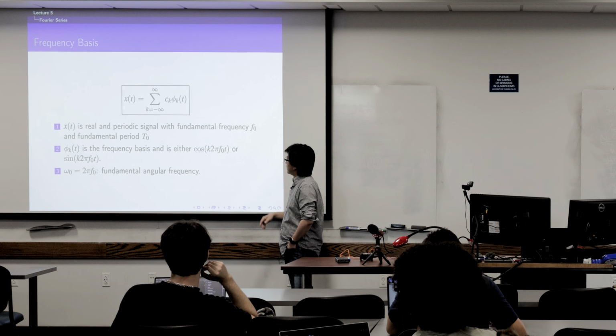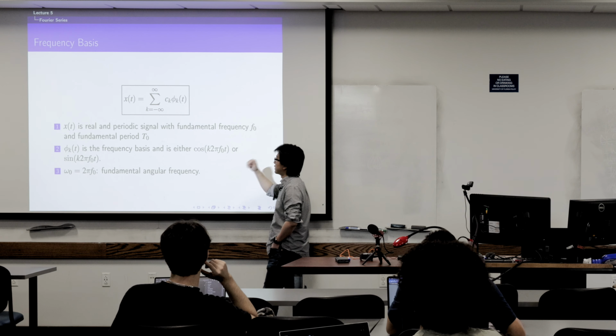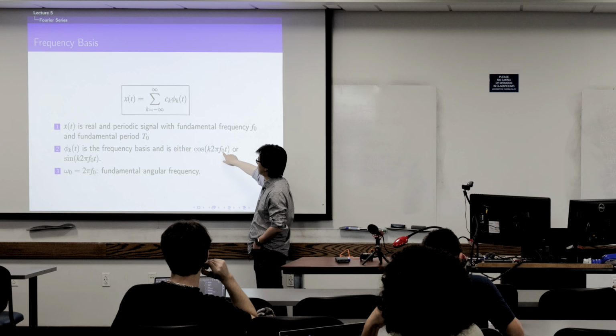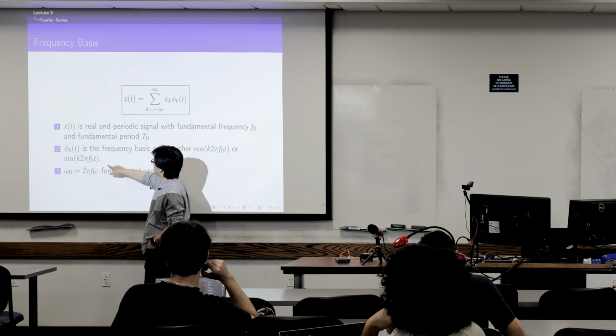Okay, great. For phi k, in particular, we're going to pick cosine or sine. So that's the one that we use. It's either cosine of k 2 pi f0 t or sine of k 2 pi f0 t, and f0 is the fundamental frequency of the original signal. Then we just have a k in front, and k can be any integer.